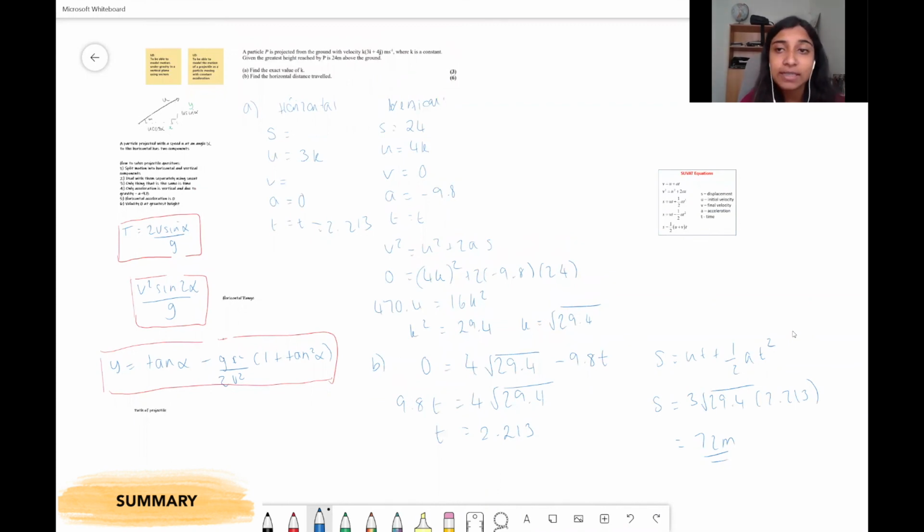So the key to this was just splitting into horizontal and vertical, and recognizing that they've given it in vector form here. So your coefficient in front of your i, that's just 3k, that's your horizontal velocity. Your component in front of your j, that's your vertical velocity, and then you can just solve your SUVAT equations normally once you split it up into horizontal and vertical, remembering that at your greatest height the vertical velocity is equal to 0, and that your acceleration for your horizontal is always equal to 0.